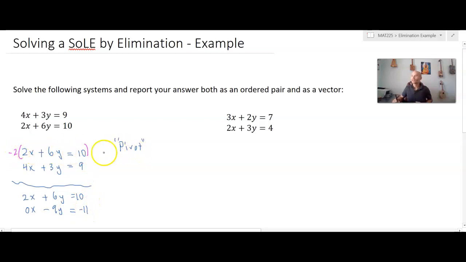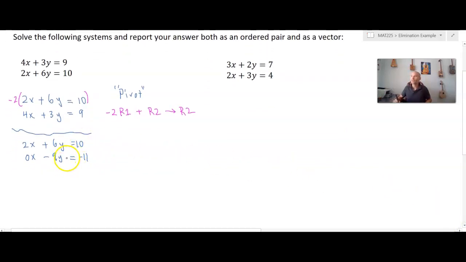So I took negative 2 times row 1, and I'll write it like this, negative 2. I'm going to refer to them rather than equations as rows. So the first row is really the first equation. We took negative 2 times row 1, and we added it to row 2. That, in effect, became the new equation for row 2. This arrow here just indicates where that result is going. So we took negative 2 times row 1, added it to row 2, and then adjusted row 2 to be the result of that.